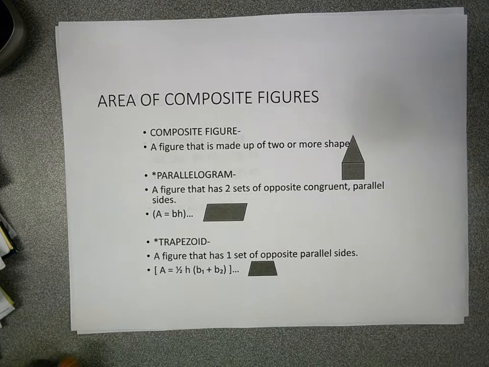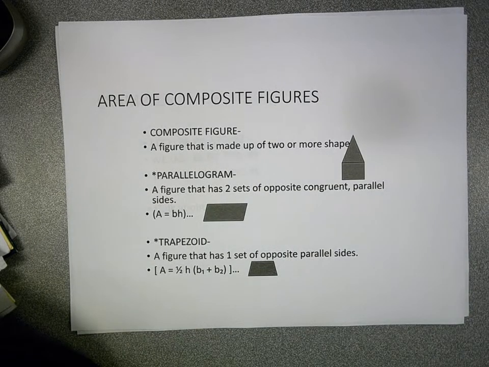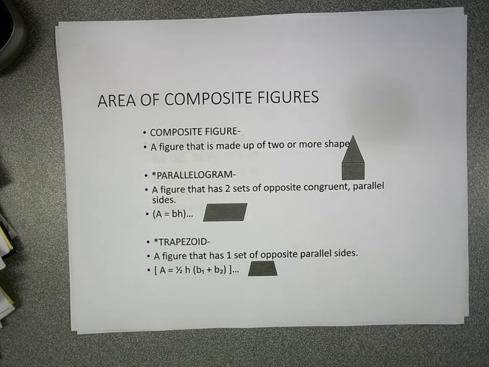So go ahead and grab your book, flip over to page 570. Take out a piece of paper. Name, date, period, assignment number. And let's take a look at some examples.